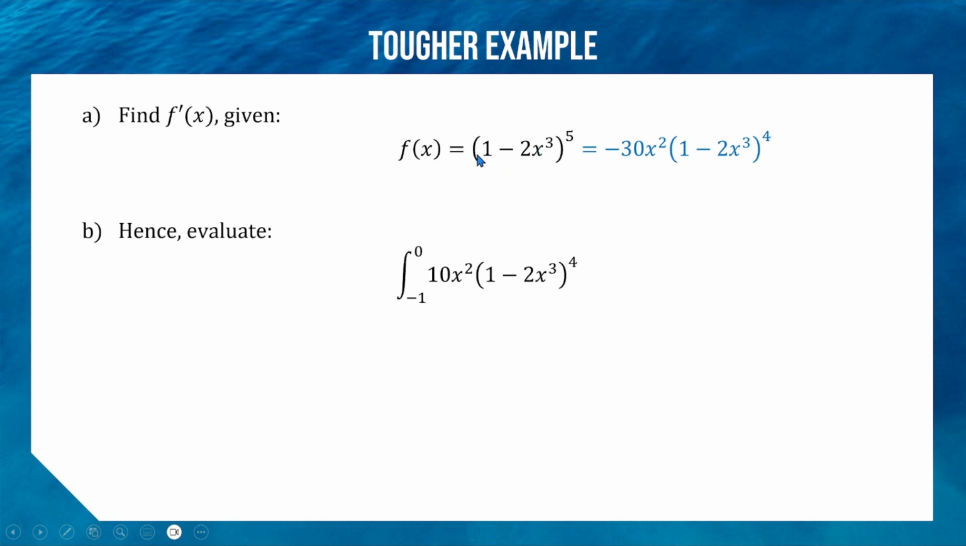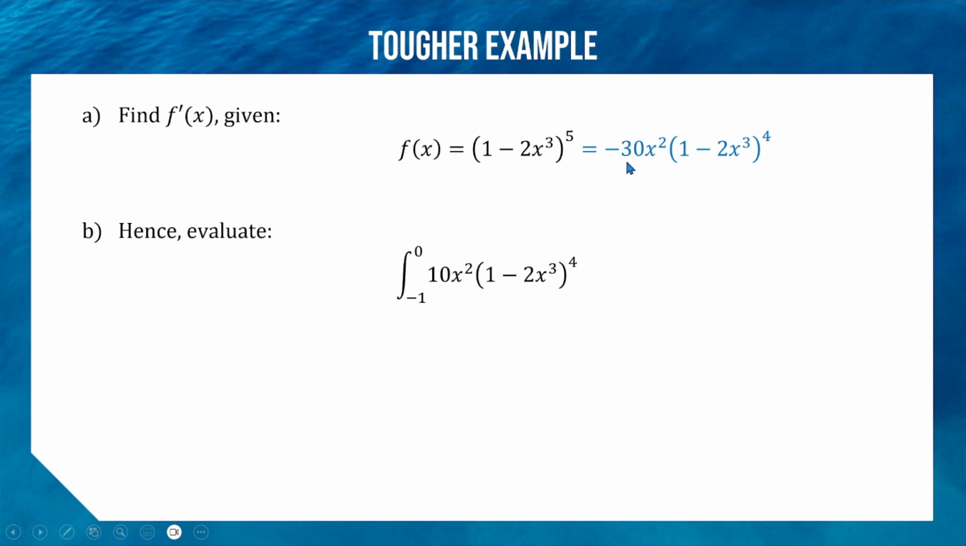Okay, so now that we know that this differentiates to this thing in blue here, how can we use that to find the antiderivative of 10x squared times (1 minus 2x cubed) to the power of 4? Well, this looks pretty similar to the answer that we got in part A, except instead of a -30 at the front, we have a 10. So the trick with this question is, if we can manipulate our integral so that this question here looks like the answer that we got in blue, we know what this blue thing integrates to. We can find the antiderivative by just going back to where we started, which is 1 minus 2x cubed to the power of 5.